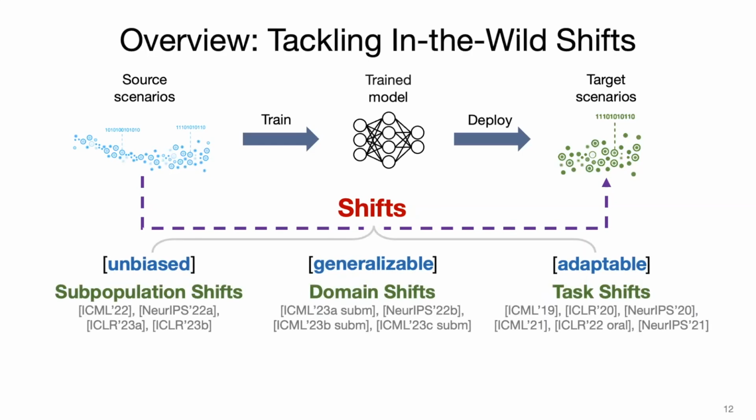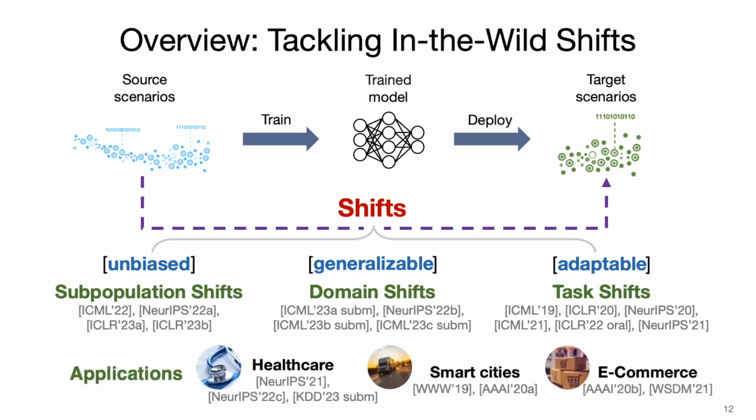Specifically, we build unbiased machine learning models that work well over different subpopulations, generalizable machine learning models that generalize to unseen new domains, and also machine learning models that are more adaptable to new tasks. Apart from these fundamental machine learning contributions, we also apply these methods to healthcare, smart cities, and e-commerce platforms.